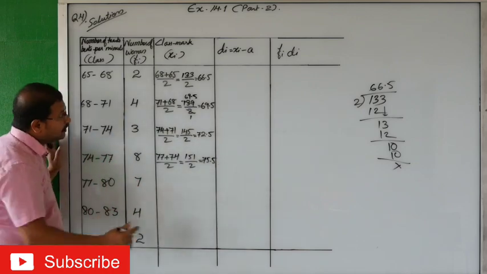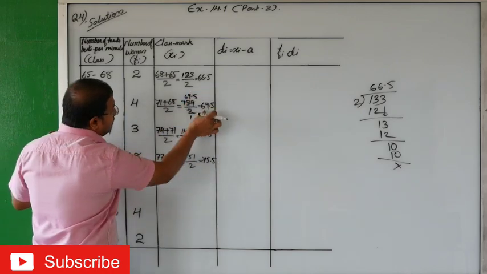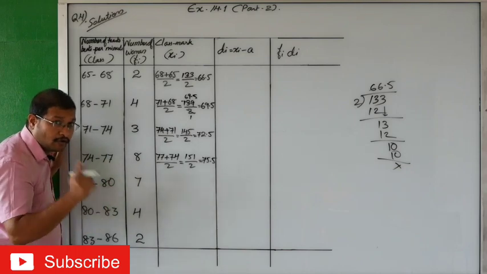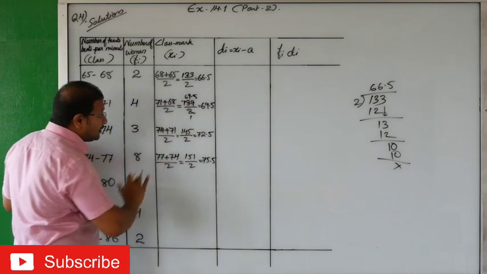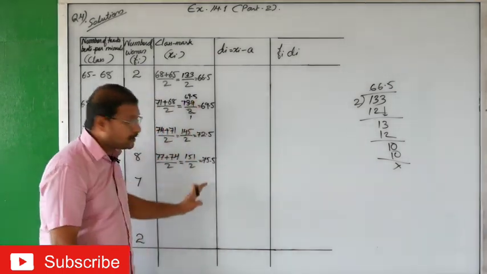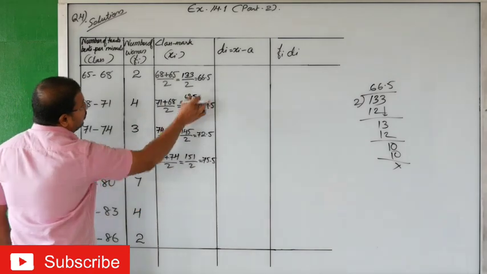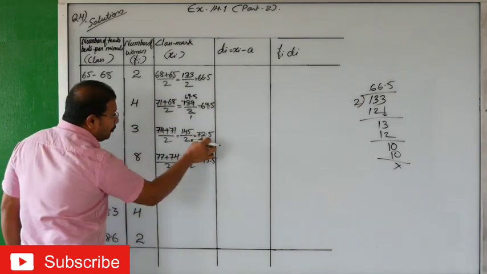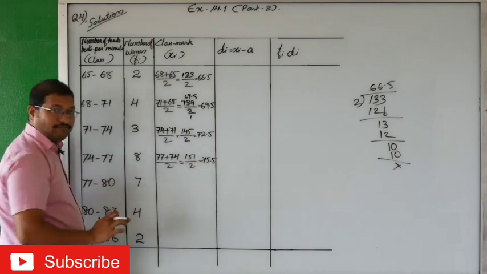You can do this step on the other side. That will be much better, because in the exam it is better to write only the answers here. I am doing the full steps for you to understand. Don't forget these steps I am writing here are only for your understanding. Otherwise it is better to write only the answer. In this column you have to write only 66.5, 69.5, 72.5, 75.5 this way.